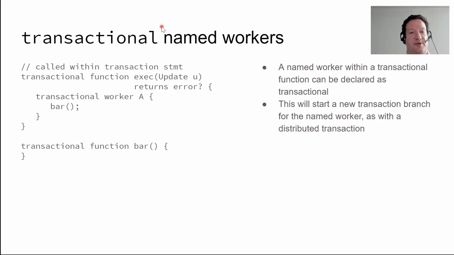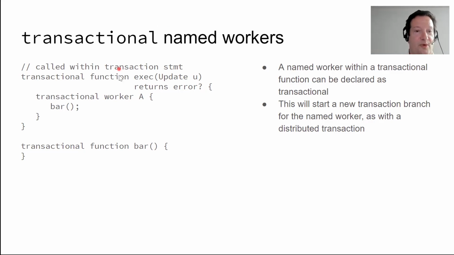And it's similar to this. You can have named workers. Generally you want one transaction branch to be one thread of control, because transactions are about managing concurrency. If you have two threads on the same branch, things are not going to work very well.